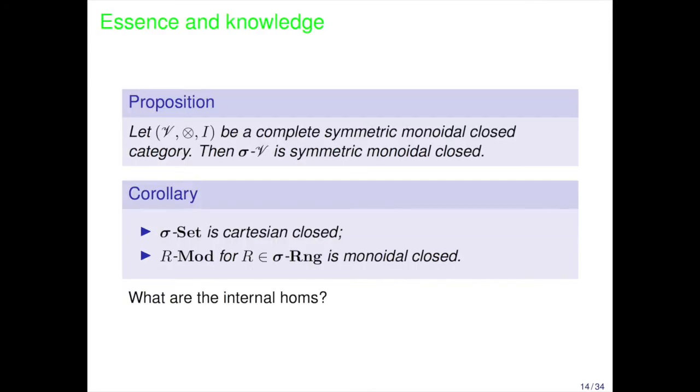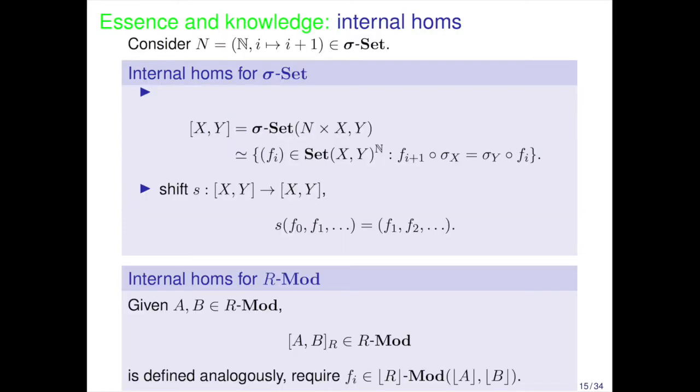All right. Now, let's go back to our problem of trying to make difference sets and difference modules into monoidal closed categories. I proved a general proposition saying that if you start with a complete symmetric monoidal closed category, then its difference category is also monoidal closed. And as a corollary, difference sets are indeed Cartesian closed, and also modules over a difference ring R are monoidal closed. However, you might ask, can you show us what exactly the internal Homs are? And indeed I can. It's actually very nice pictorially.